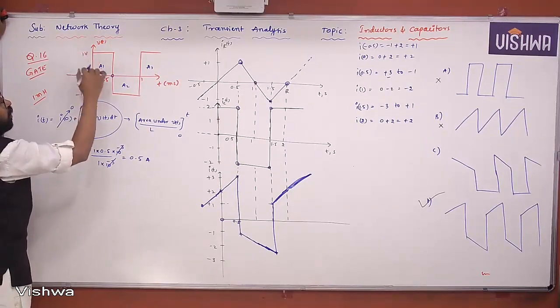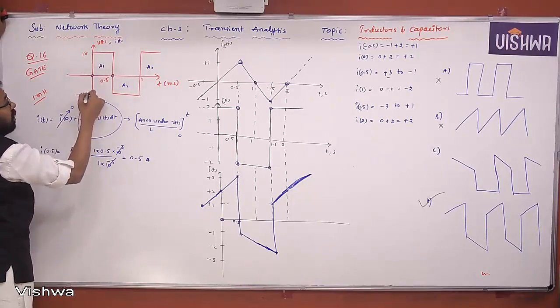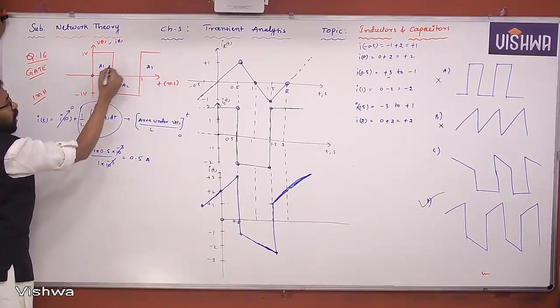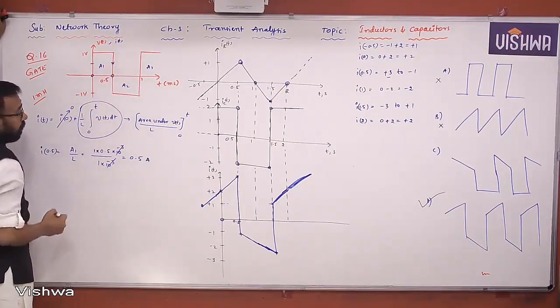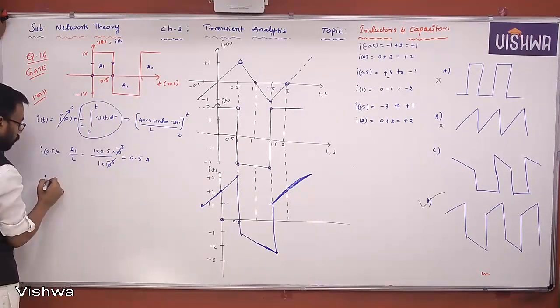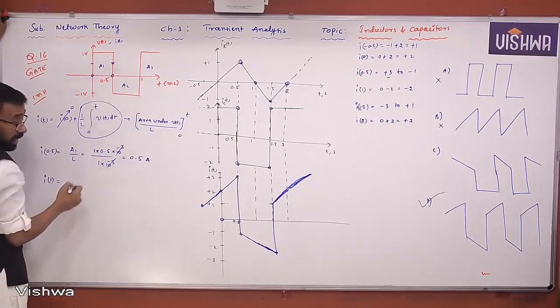On the same scale, if you take the current I of t also here, the same scale, where this is volts and this is amperes, then what do you get here? This is 0.5, yes or no? So this is 0.5. Now I would like to go to I of 1. I of 1 means A1 plus A2. Yes or no, all of you?